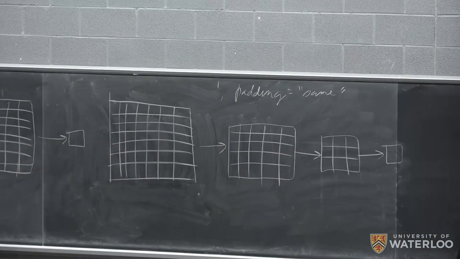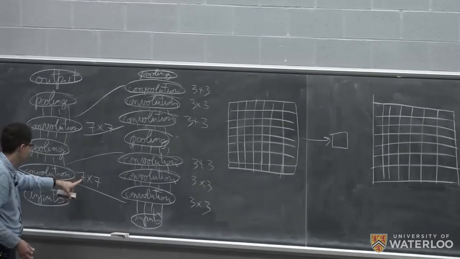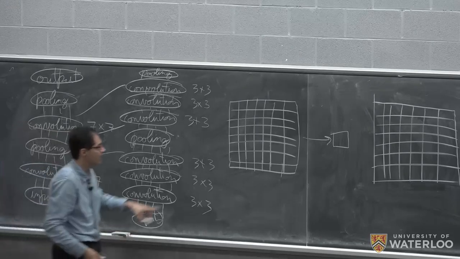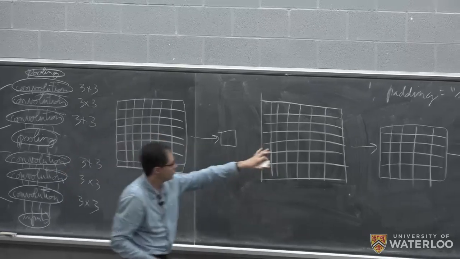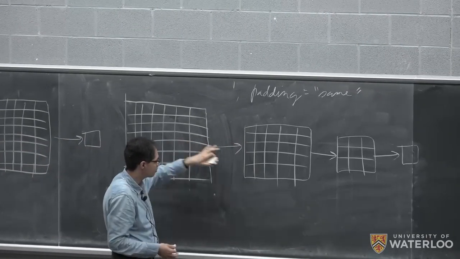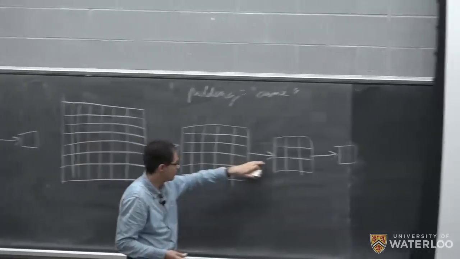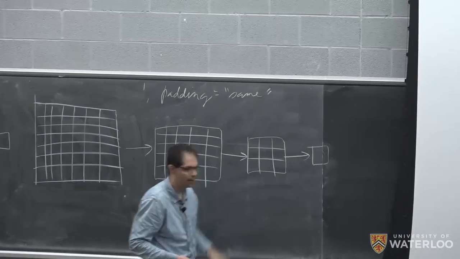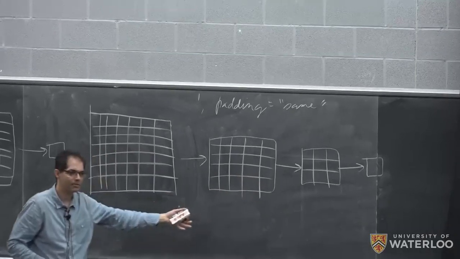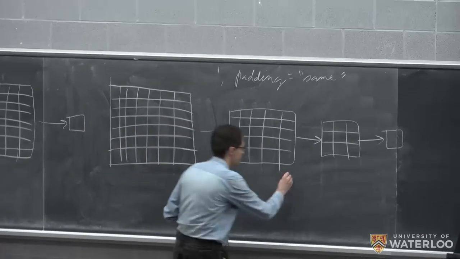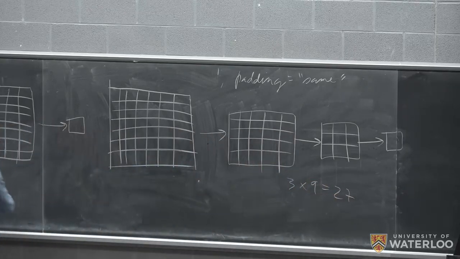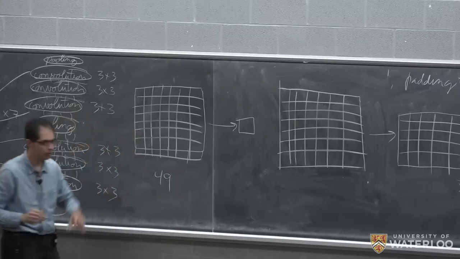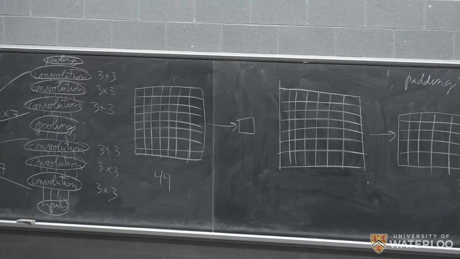Now if you count the number of parameters, here we need 49 parameters. In this case, we're going to need 9 parameters to go from here to here, since we just need 3 by 3. There's another 9 parameters, and then another 9 parameters. So there's going to be 3 times 9, so 27 parameters. Whereas here, we need 49 parameters. So there are fewer parameters, and on top of that, we go deeper.